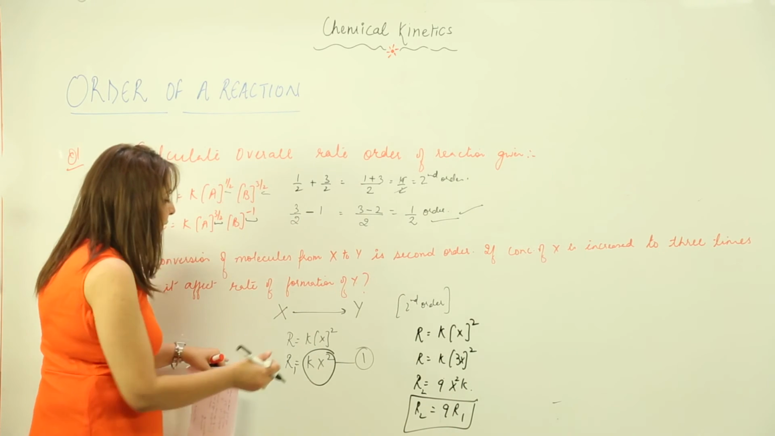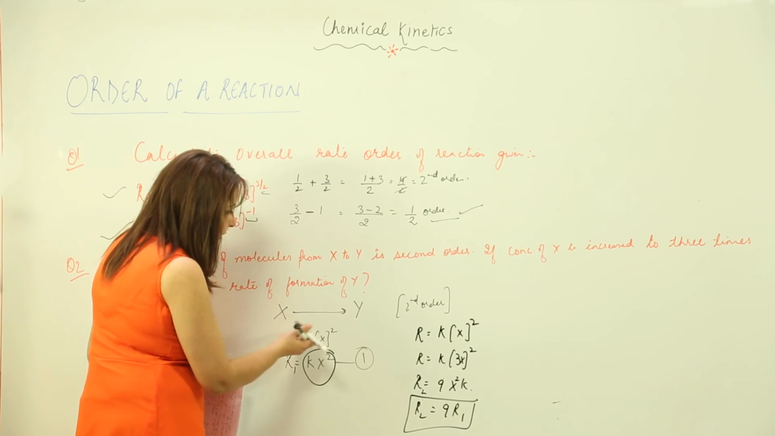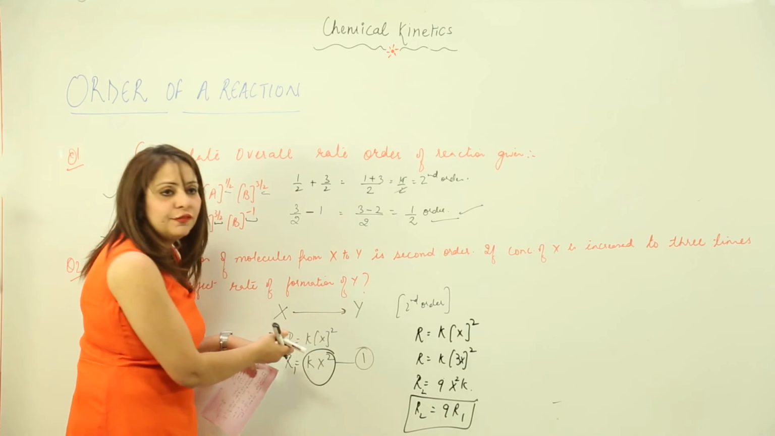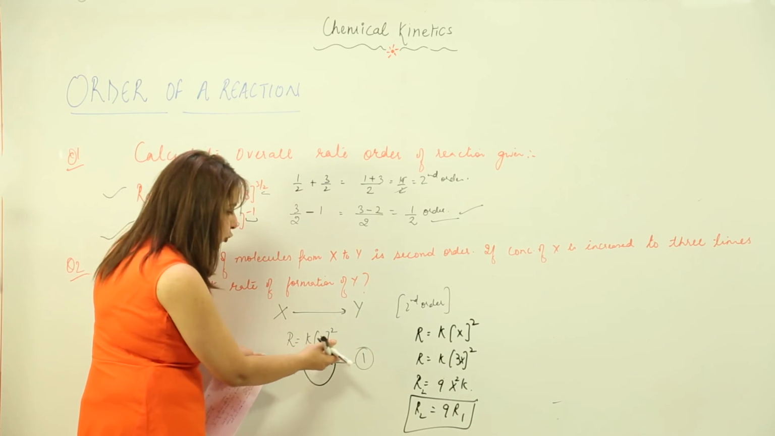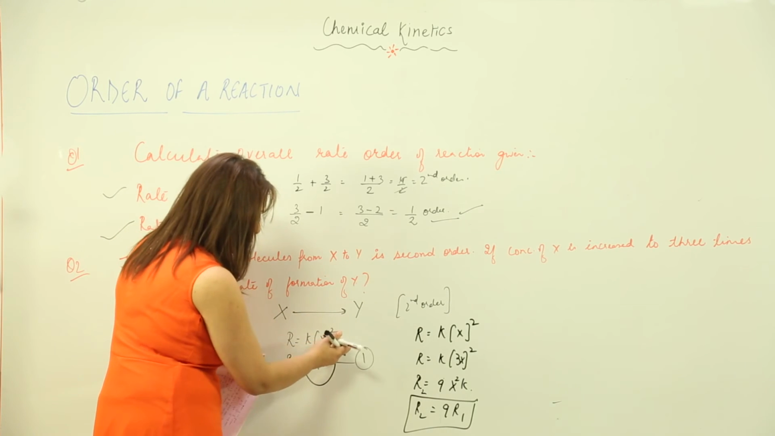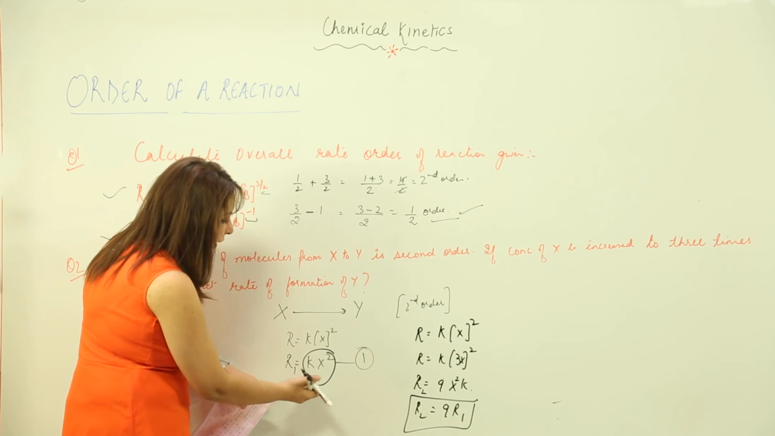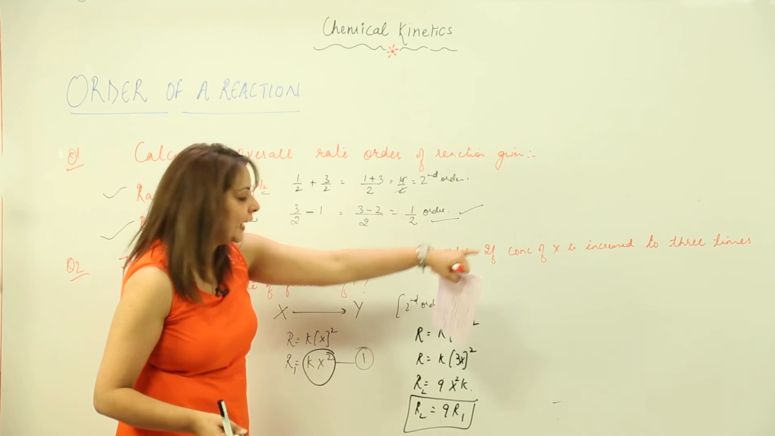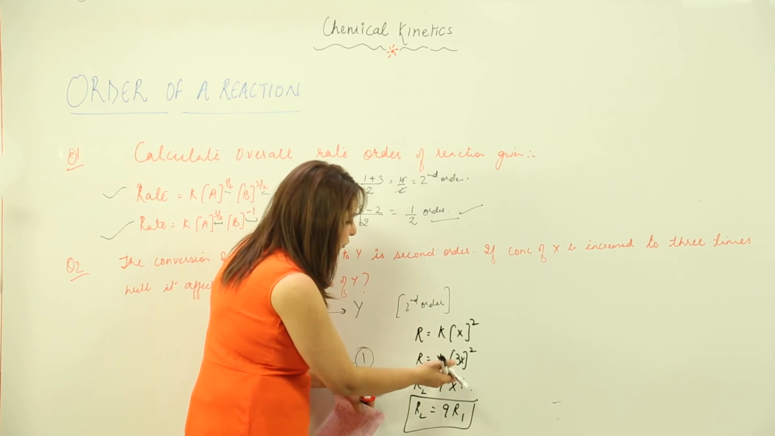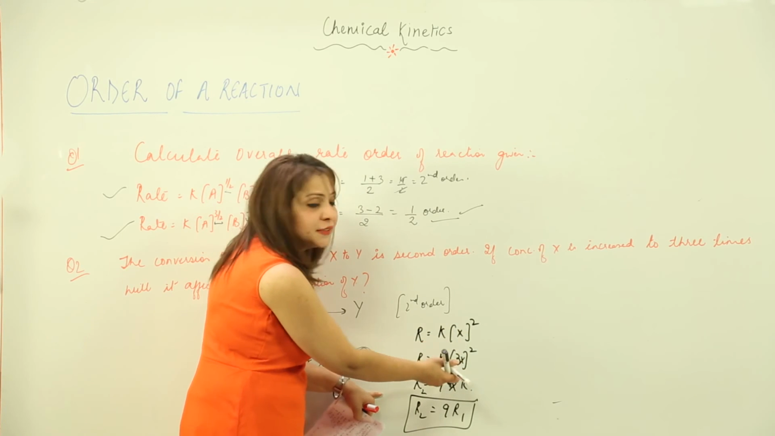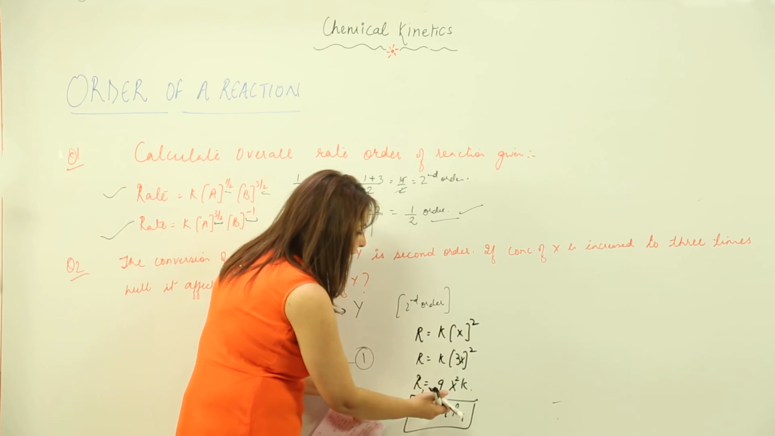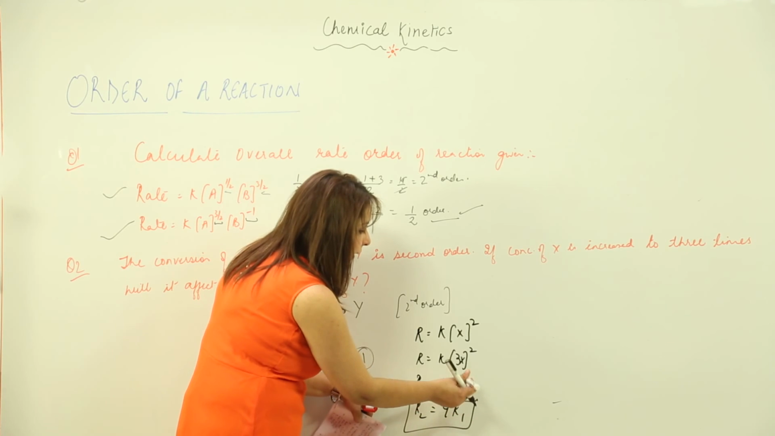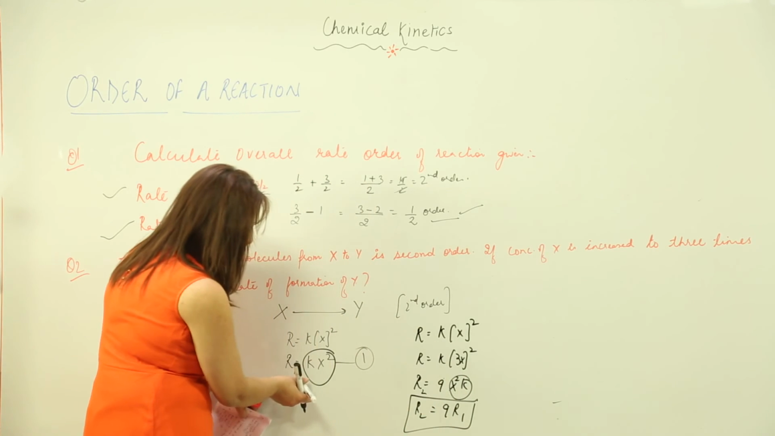Look at the board again. We have x as the reactant, and it is being converted into y. If I write the rate law equation, since it is a second order reaction, and I solve it, I get R1 is equal to kx square. Now the concentration of x is increased to 3 times, so earlier it was x, now it becomes 3x. When I solve it, it comes to be 9x square k, where x square k is equal to R1.